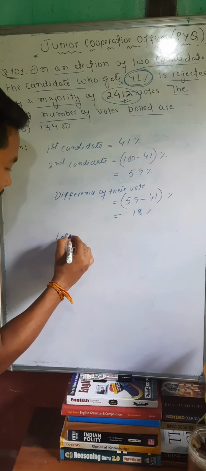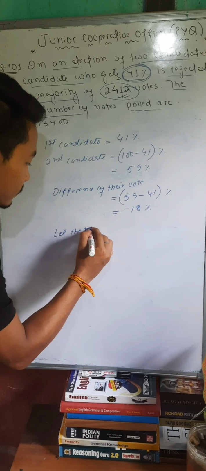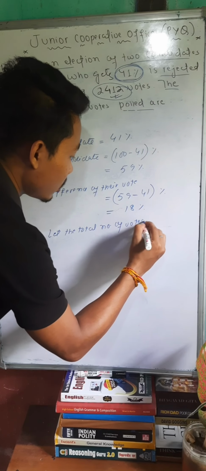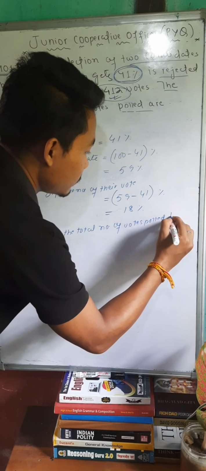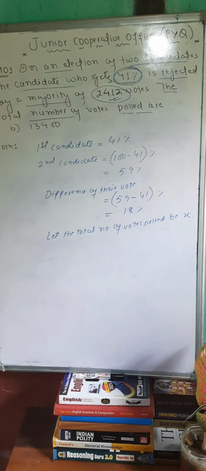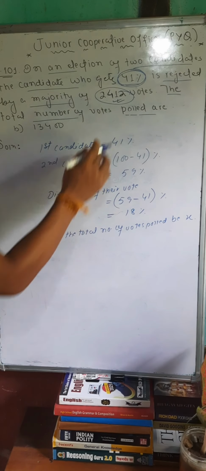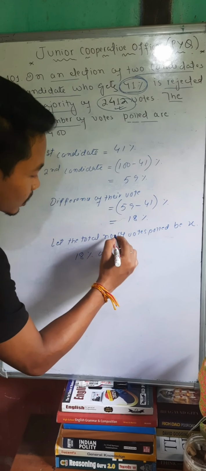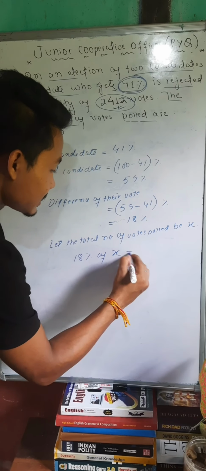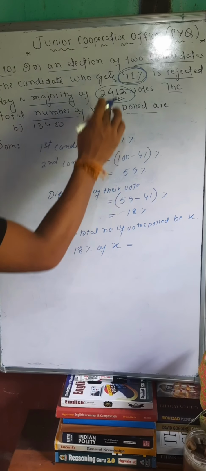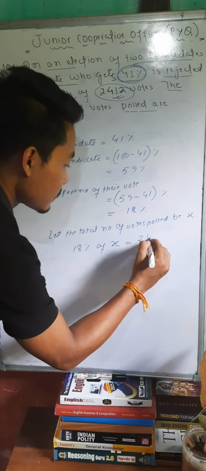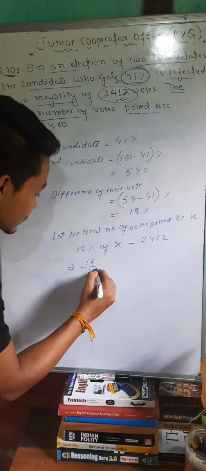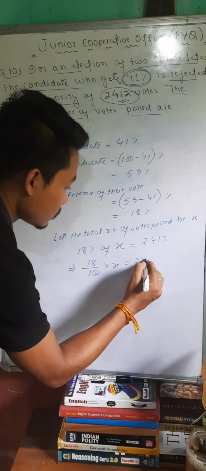So let the total number of votes polled be X. Now we need to find the total number of votes polled. So we can write: 18% of the total vote is how much? X. And that 18% of the total vote is 2412. Now let us solve further. 18% of X gives us 2412.